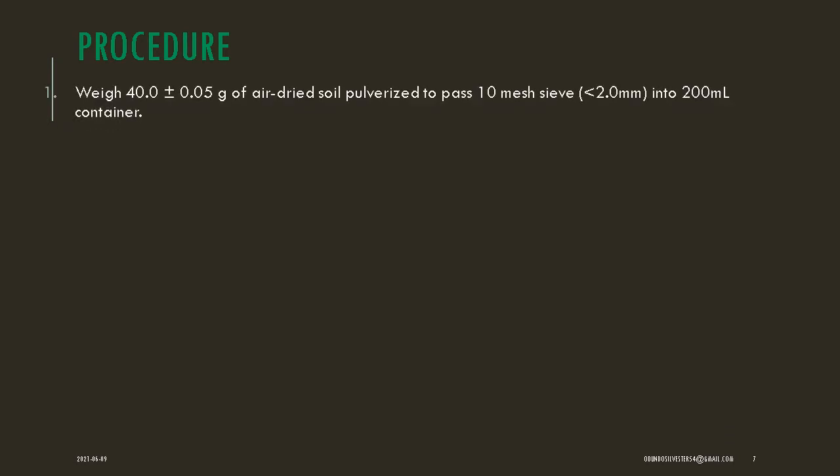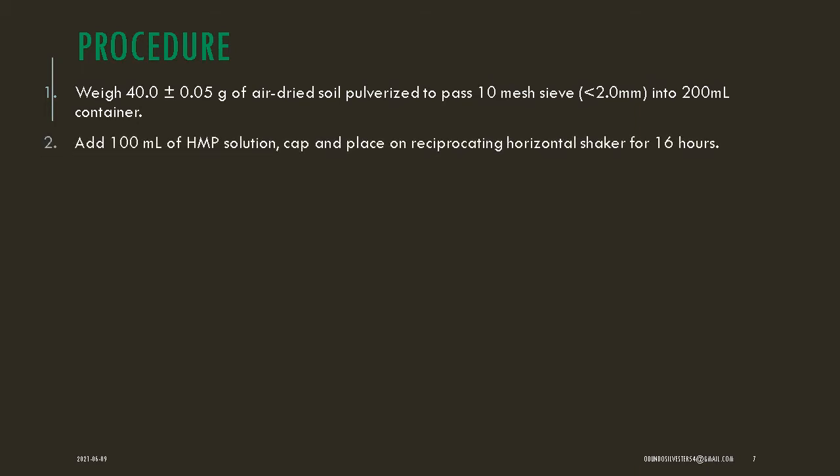Yes, so when we're talking about the procedure of carrying out the hydrometer method to determine the particle size, first you need to weigh 40 grams of air-dried soil pulverized to pass a 10 mesh sieve into a 200 ml container. In this case, I prefer using a conical flask. Second, you need to add 100 ml of calgon or sodium hexametaphosphate solution. Remember, this solution helps in dispersing the soil particles because it has sodium that causes the dispersion.